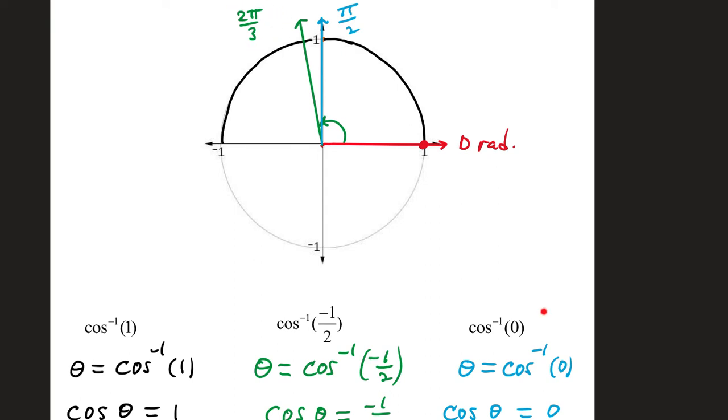And then finally, the example at the bottom right, the angle that has an x-coordinate of 0 from the top 2 quadrants is pi over 2. The ordered pair at pi over 2 is (0, 1), and so the x-coordinate there is 0.